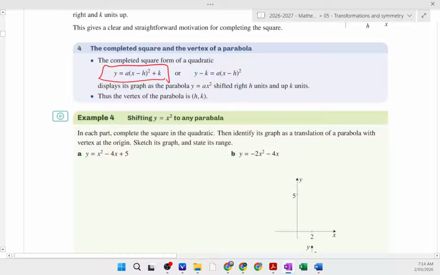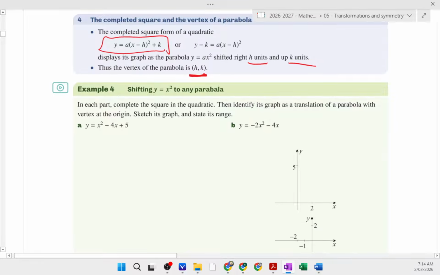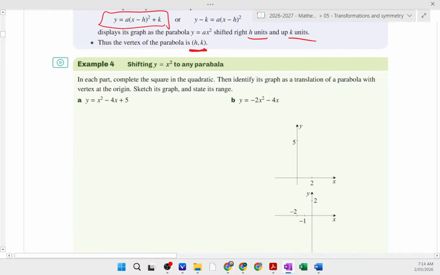But with this one, you've got a outside of x minus h all squared plus k, where (h, k) is the vertex of the parabola. The a could be 1 if it's a monic, but it could also be another number. But we don't really care at the moment because all we're trying to do is find the vertex. So we know it's shifted right h units and up k units. So let's have a look at this.